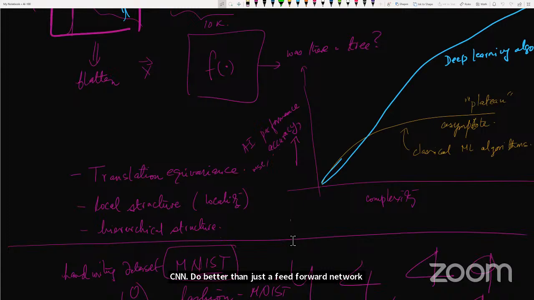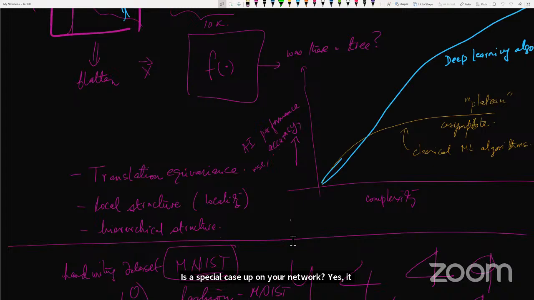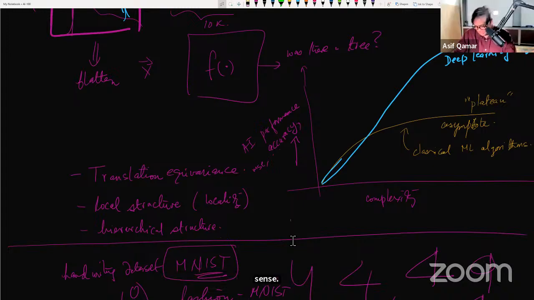So Asif, the question specifically was, CNN is a special case of a neural network, right? Yes, it is in some sense. So I say yes and no. Can it be called a special case of a feed-forward network? Think about it. How many of you can argue that a filter, at the end of the day, is a special case of a feed-forward network? Or can you formulate it? Can you lay out a network and hand set its weights in such a way that it essentially behaves like a filter?